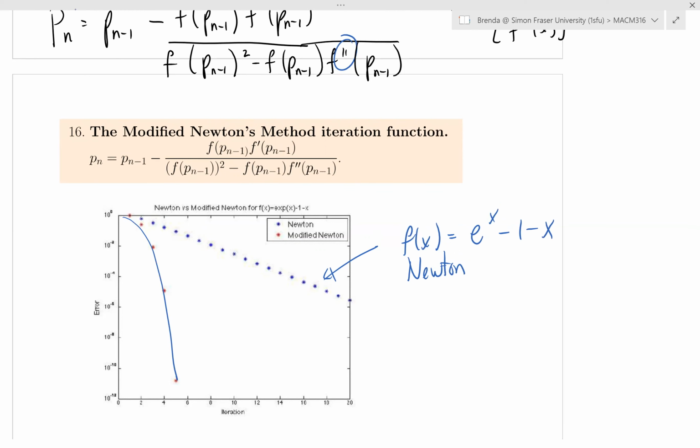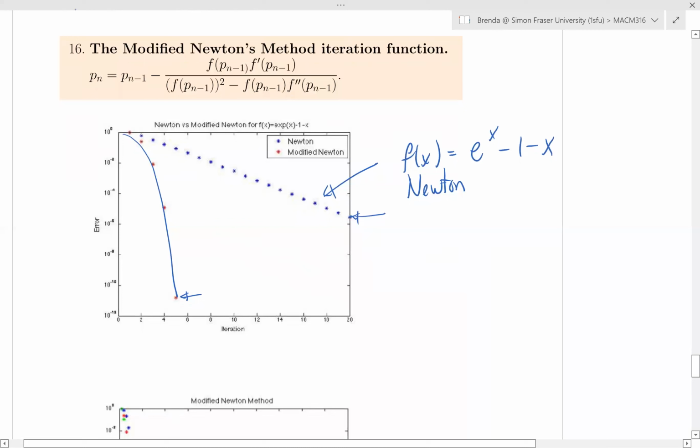Okay. That's good news. It's much faster. I have to do way fewer iterations. I'm at like 5 iterations down here with the modified Newton on this thing. And over here, I'm not done, and it's been 20 iterations. Quadratic convergence is a lot faster than linear.